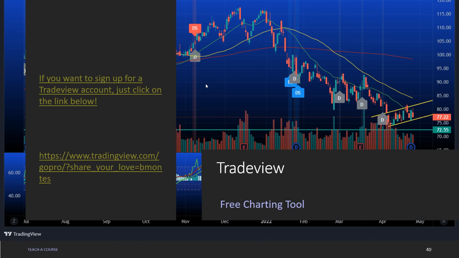So TradingView, again, is a free charting tool. Yes, they have a paid version. The free version is perfectly acceptable to get started with. Lots of good, robust tools within the free setup. So there's no need for you to jump in and spend money on the paid version right away.